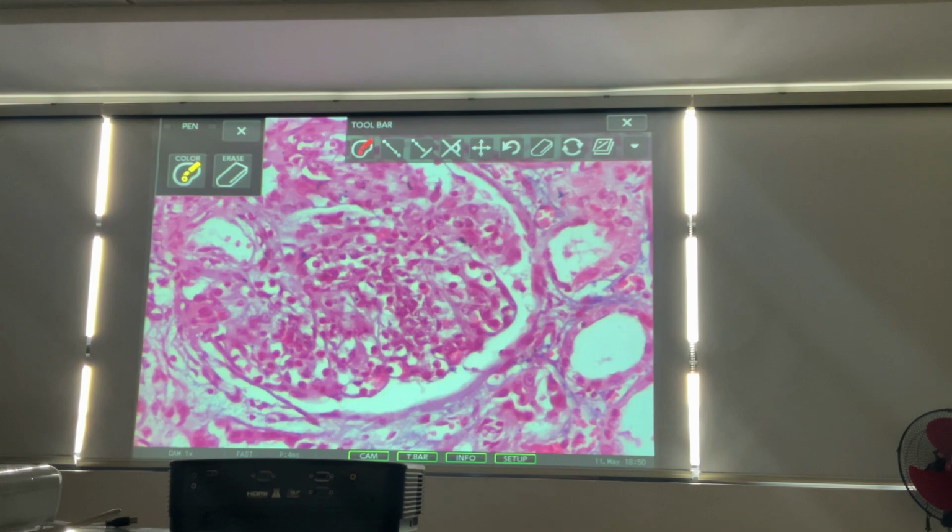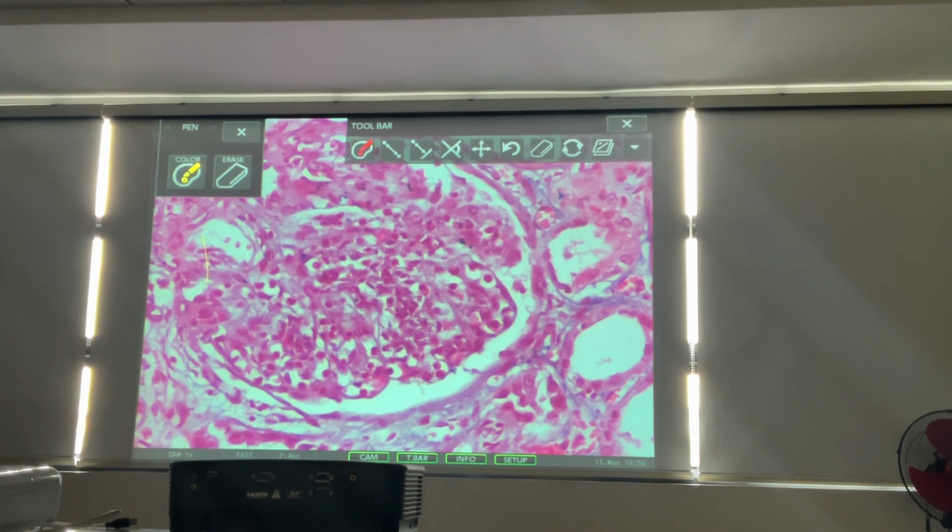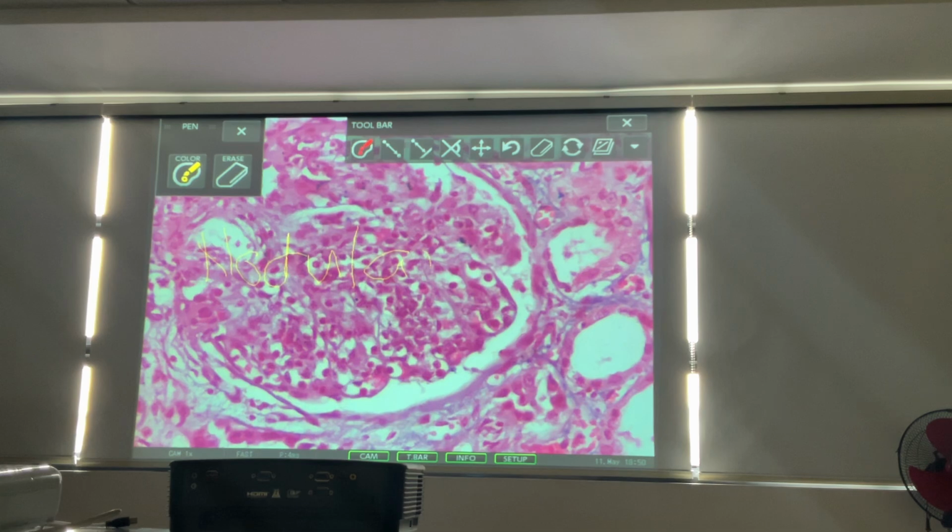But they're not. What is the typical lesion for your diabetic nephropathy is the nodular. What nodular?